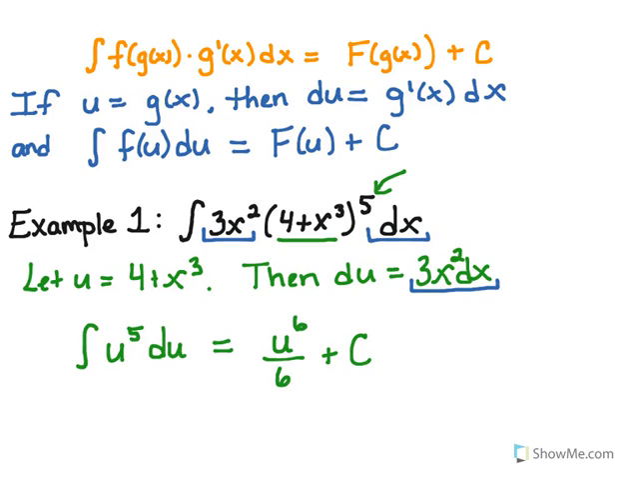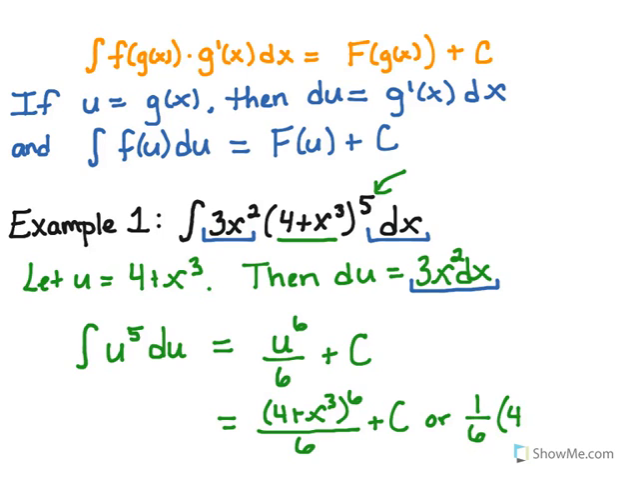The only thing I have left to do now is put it back in terms of x. So see how I have u to the 6th? I'm going to rewrite that with the u being the 4 plus x cubed. So my final answer here is (4 plus x cubed) to the 6th, all divided by 6, plus c. Or you could write 1/6 times (4 plus x cubed) to the 6th plus c. So you have two ways that you could write your answer.